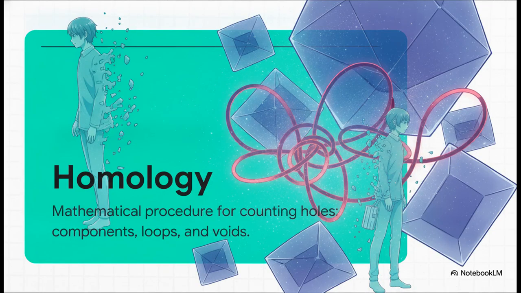With Lila gone, the narrator relies on what he knows best, homology. This is the mathematical procedure for counting holes. Suddenly, he isn't measuring what is there. Actually, scratch that. He's measuring purely what is missing.